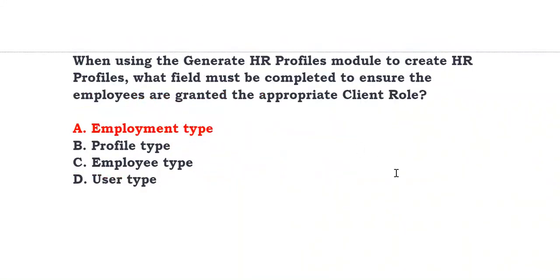Our next question is, when using the Generate HR Profile module to create HR profile, what field must be completed to ensure the employees are granted the appropriate client role? Option A, employment type. Option B, profile type. Option C, employee type. Option D is user type. Correct answer is option C, that is employee type.